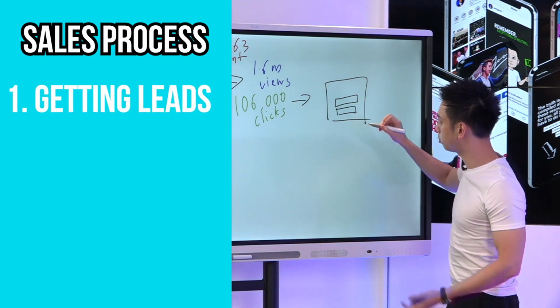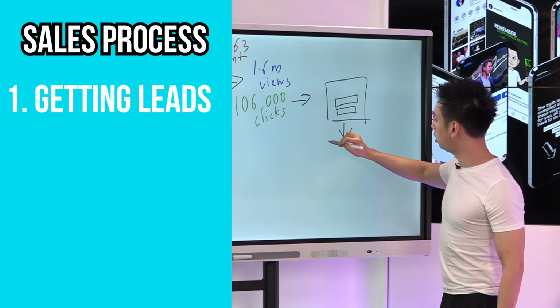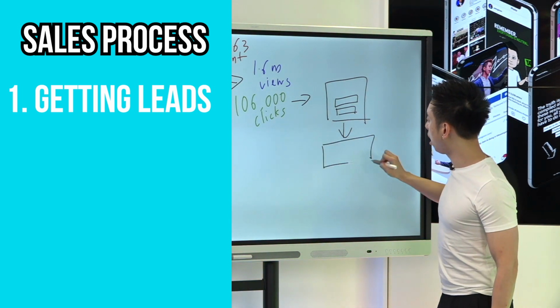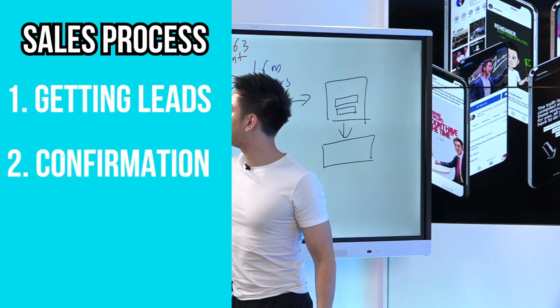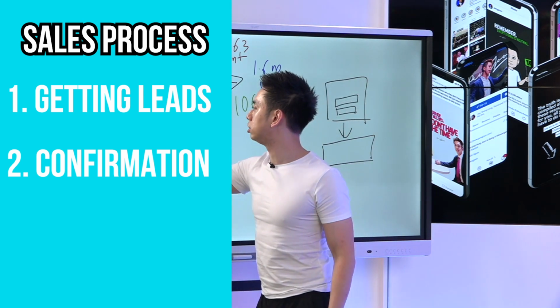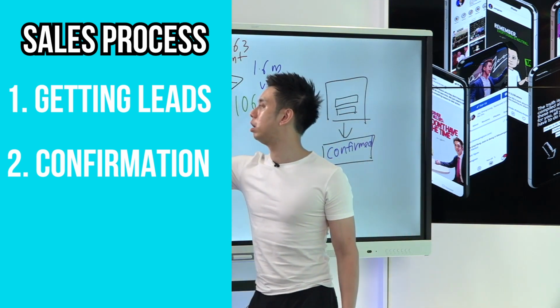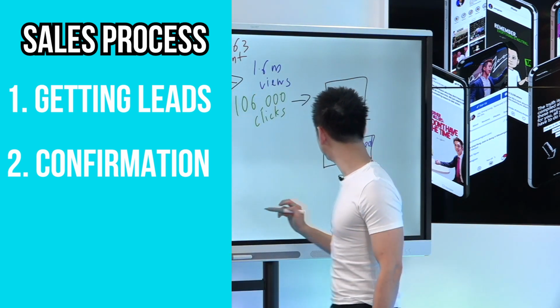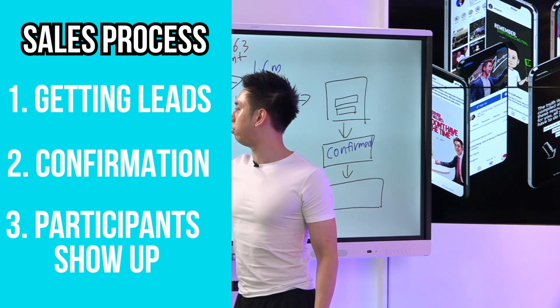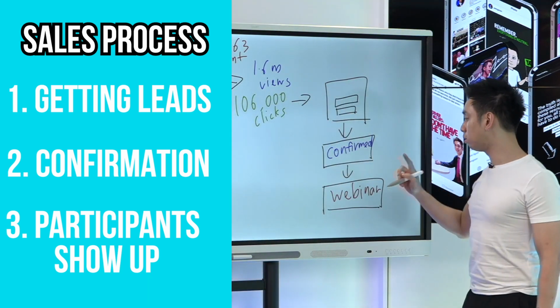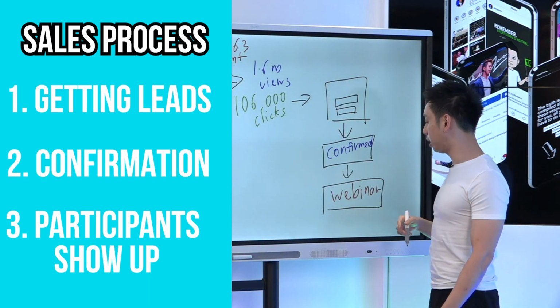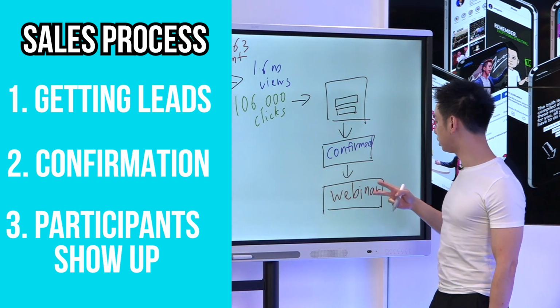So you need to understand the sales process first. After they register, it tells them that they are confirmed. They'll need to wait for the webinar to start. Not everyone might wait. And after the webinar countdown timer ends, then they show up for this webinar. And on the webinar, I would give amazing value and I would sell something at the end.